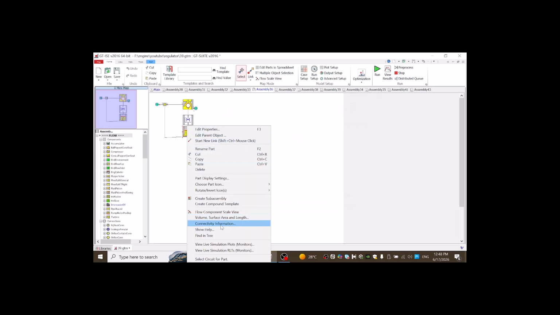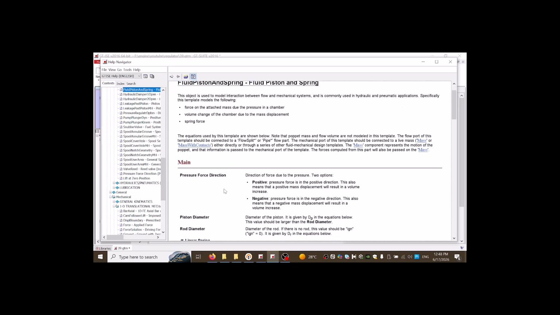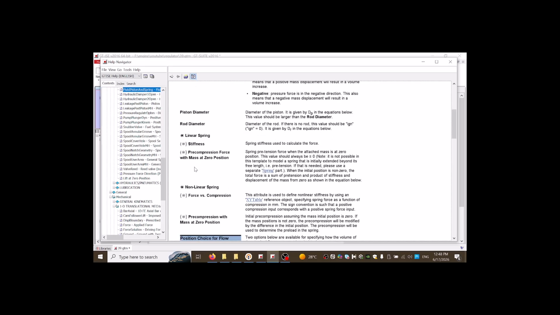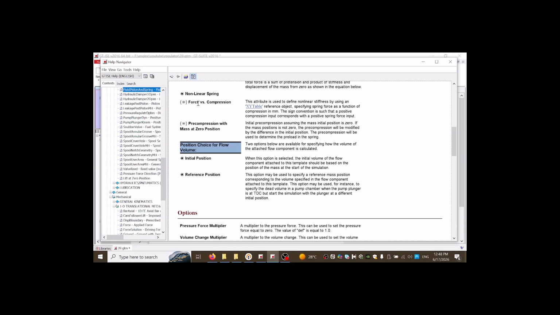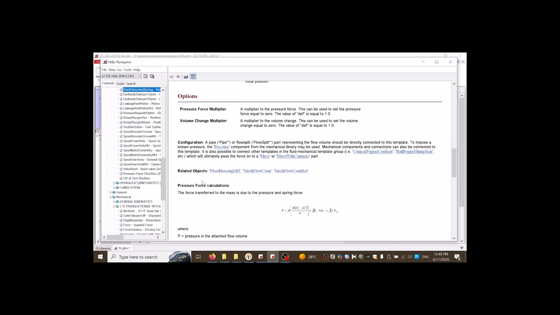Okay, let's go to help. This object is used to model interaction between flow and mechanical systems. We have pressure, force, direction, position, positive or negative, piston diameter, nonlinear spring, for example, initial position, pressure force multiplier, volume change multiplier that you can fill in.